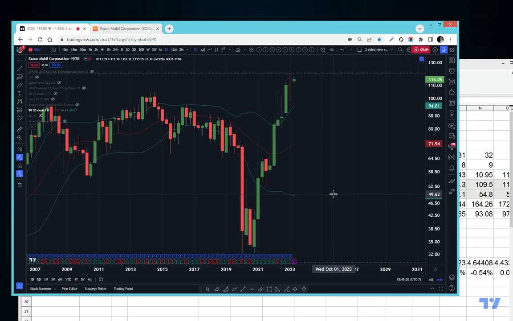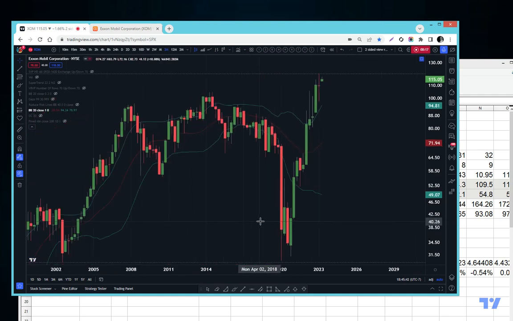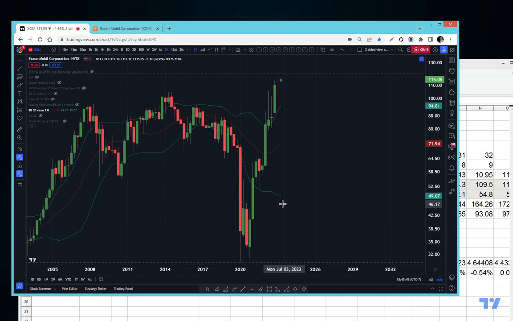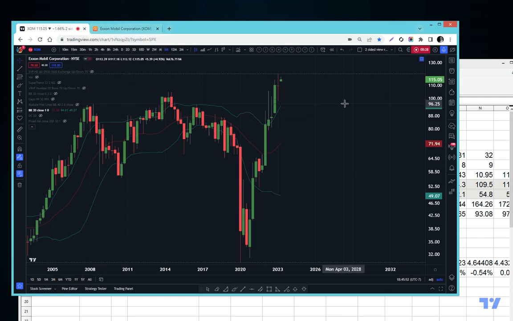Today we're looking at Exxon Mobil, symbol XOM. It is $115, and 2-3 years ago it was $30. So this thing has quadrupled in not a lot of time. However, funny thing about Exxon, it still looks very cheap. Is this a good valuation?